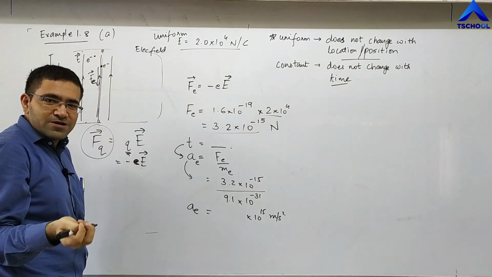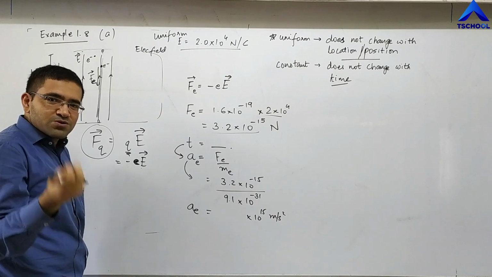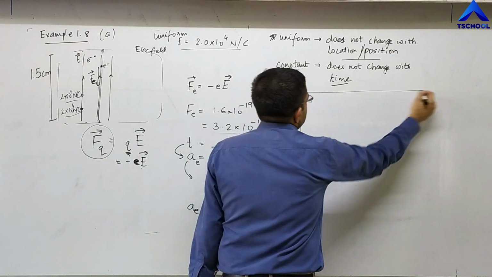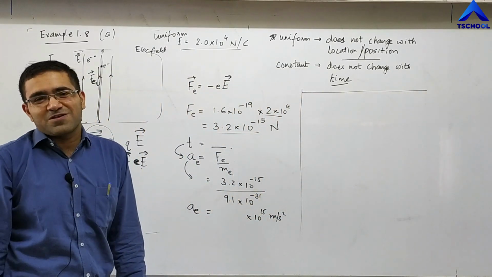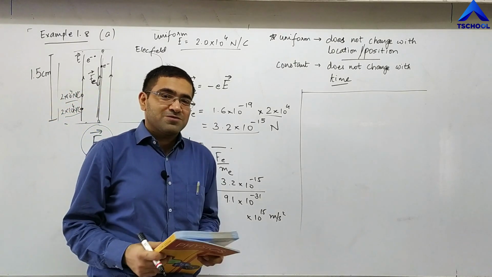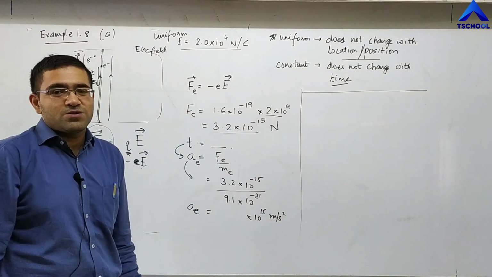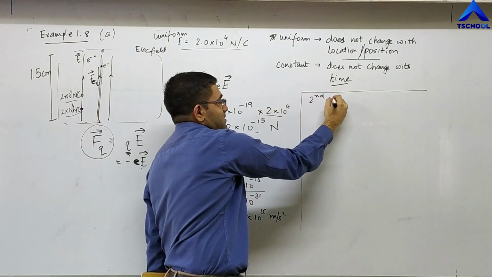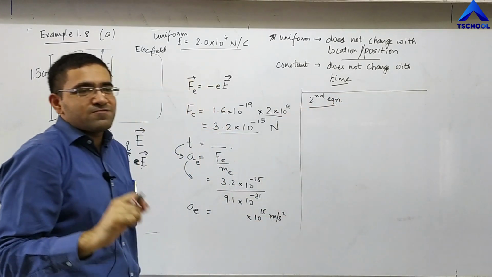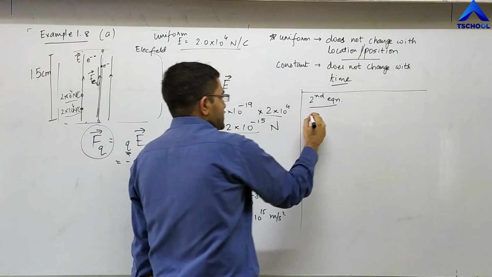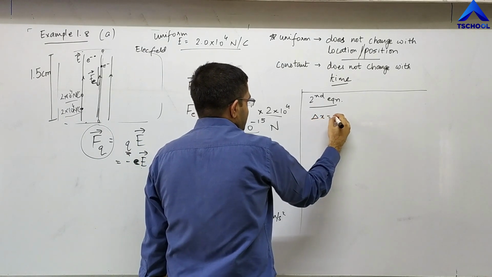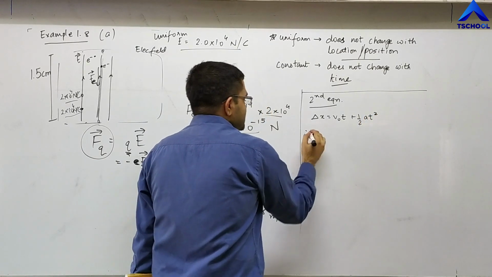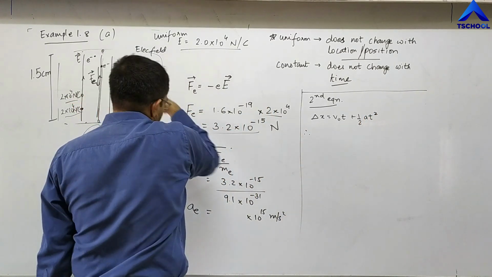Because the acceleration is constant, you should immediately use the equations of kinematics. Hopefully you will be able to identify the correct equation to use. I hope you remember there are three. Which one shall we use? We should use the second equation of kinematics because we are interested in finding the time. The second equation is delta x equals v0 t plus half a t squared. Delta x is the displacement from here to here. I'm taking downwards as positive.